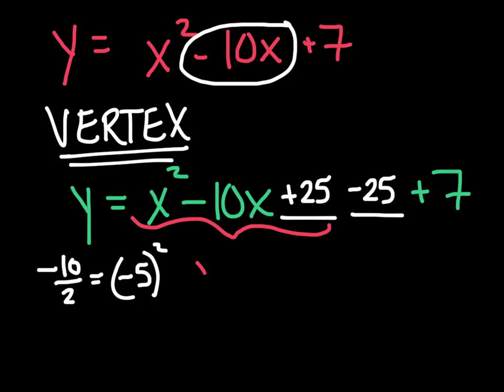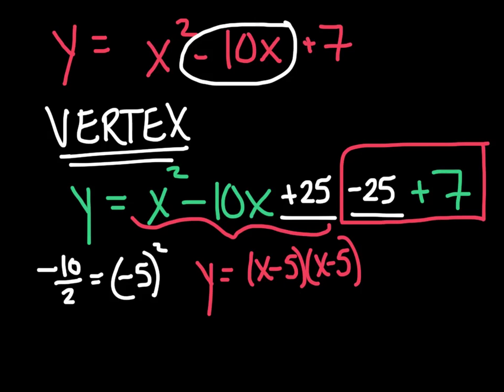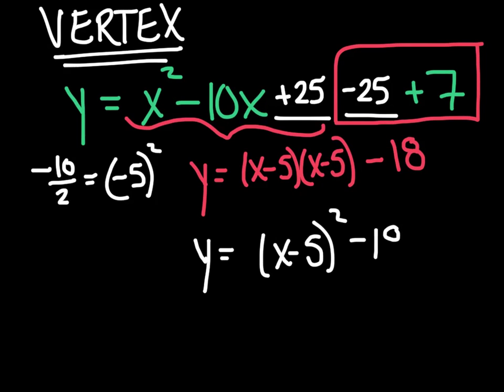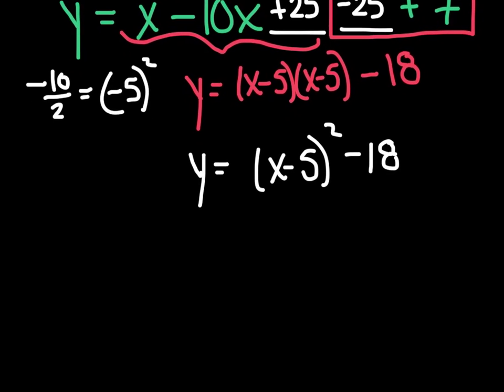Let's factor those. So I'm going to get y equals, and they should be the same term, x minus 5 and x minus 5. And then I'm going to add these two together. Negative 25 plus 7 gets me negative 18. All right, I'm almost there, one step away. I can say this is actually x minus 5 squared minus 18. And then from that point, pretty straightforward.